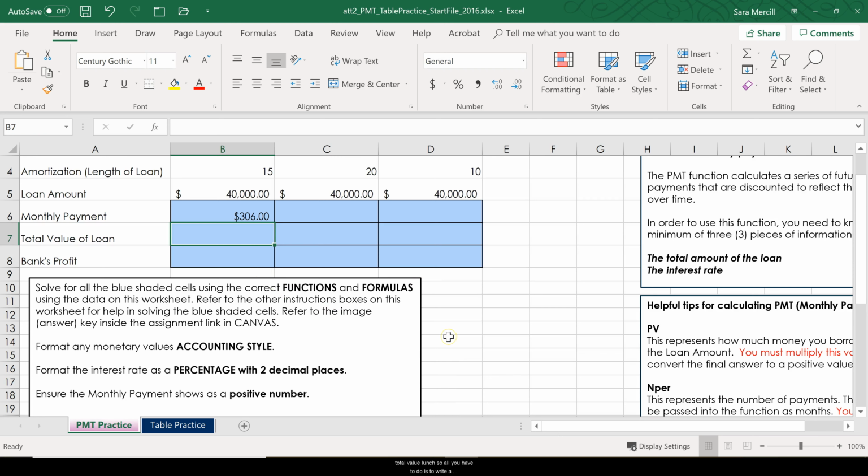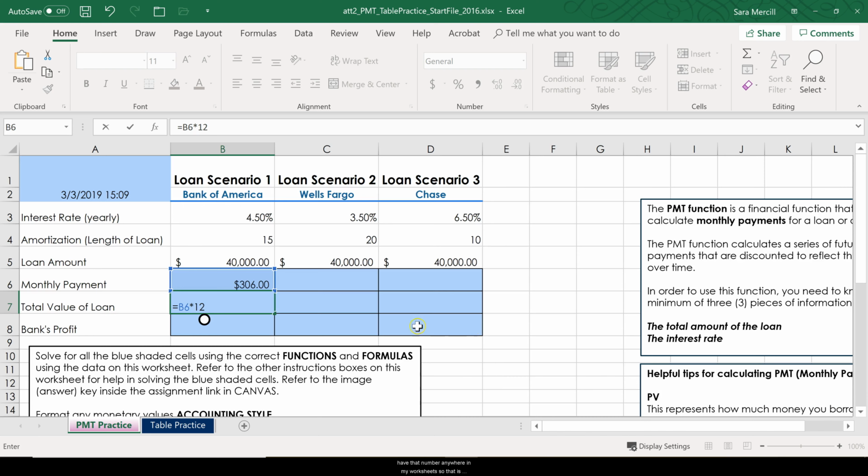So all you have to do is to write a formula. So we type equal, and I know I'm going to write a check for $306. So I click on the B6 times 12 months. Now I'm typing in the 12 here because I don't have that number anywhere in my worksheet. So that is an instance where you would type in a number. And it's the same value across the worksheet. So I'm going to write a check for 306, which is represented by B6 times 12 months times 15 years.